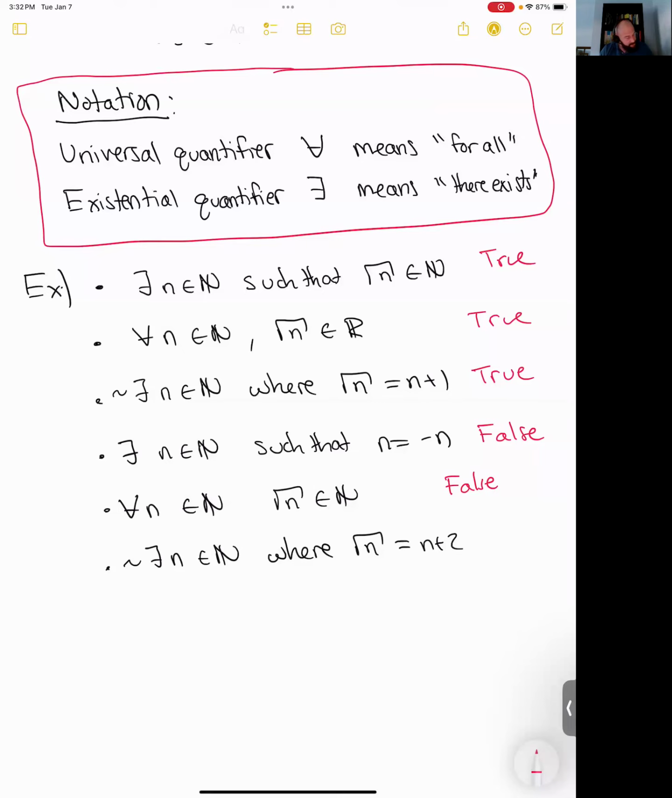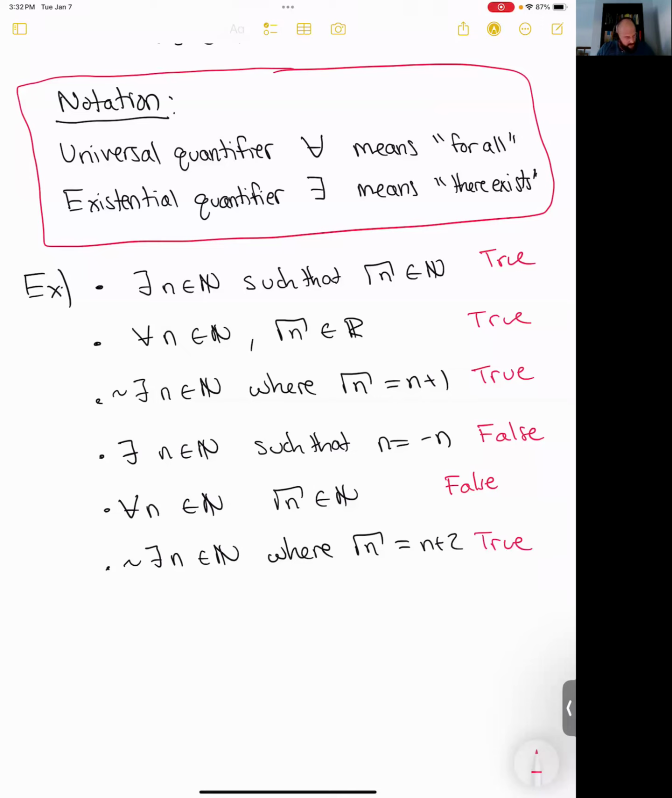So what do we think? Well, I think that's actually true, right? Because if you take the square root of n, you're going to make the number a lot smaller, and n plus 2 is going to make it bigger. And so there shouldn't be any natural numbers with that case. So this is actually true.